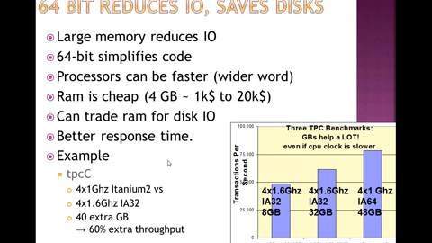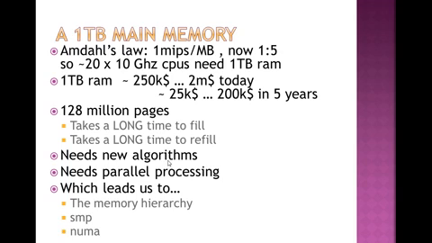There are various features available. The first point says large memory reduces input output. The second point says 64-bit simplifies the code. That is, the code is very simplified with 64-bit addressing, and there is a better response time. This is the example. Then we also discussed that AMD Hammer is coming soon, to increase the performance of the program. 1 TB main memory will also be available in the coming days.